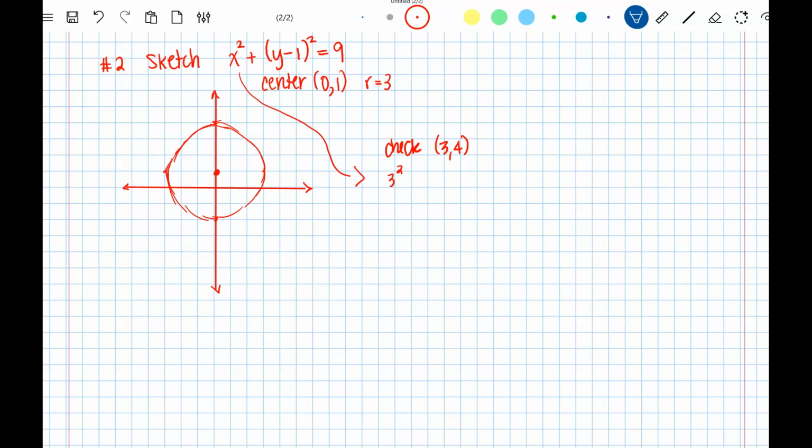So 3 squared plus 4 minus 1 squared, and I'm going to compare that to 9. 3 squared is 9. 4 minus 1 is 3, so that's 3 squared, 9. So I have 9 plus 9. That's greater than 9. So that means that point is outside the circle. So greater than is outside, less than is inside, equal to is on the circle.